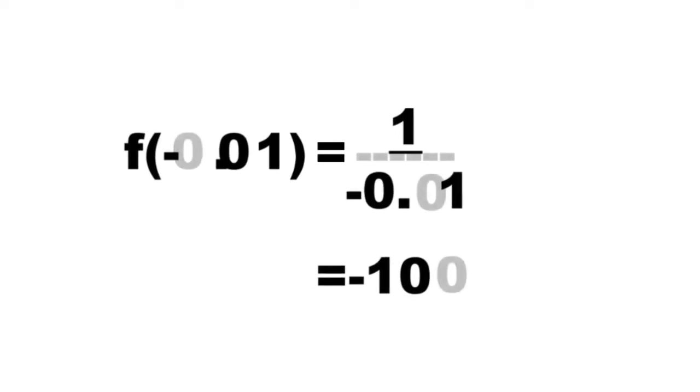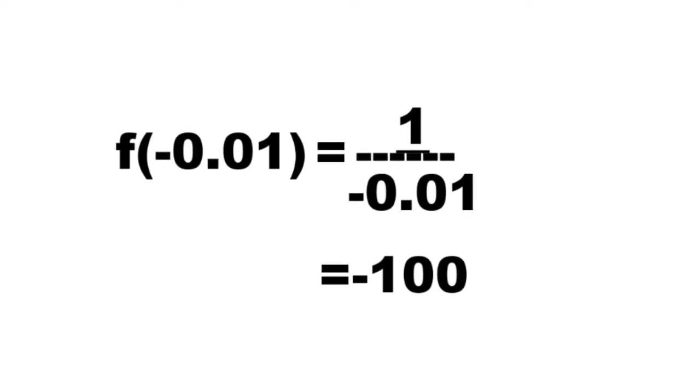If we try -0.01, so f of -0.01 equals 1 divided by -0.01, which is -100.